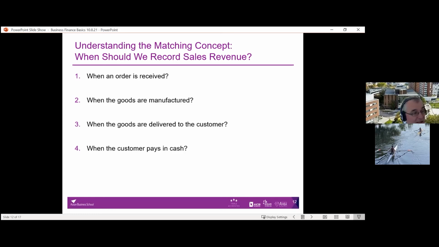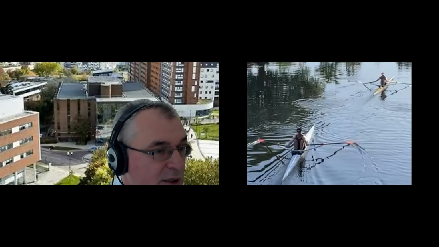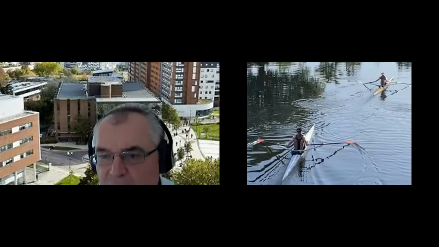So do you think accountants record sales revenue? Number one, when an order is received. Number two, when the goods were manufactured. Is it the date when the goods are delivered to the customer, or is it the date when the customer pays in cash? So you've got four choices, 1, 2, 3, or 4. And what I'm going to do in a moment is launch this as a Vivox activity for you to share your thoughts. So I have to switch between the systems. So I'll just share my screen again for you to join in.